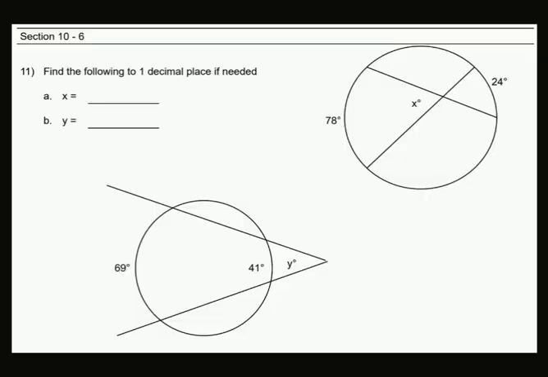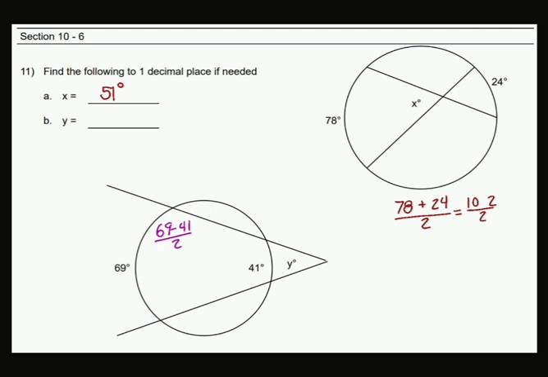Section 10.6 is pretty easy and pretty easy to screw up. So let's get started. Notice that angle X is located inside the circle. So we're going to take 78 and 24, add them together, and divide by 2. That'd be 102 divided by 2, which is a nice round 51 degrees.